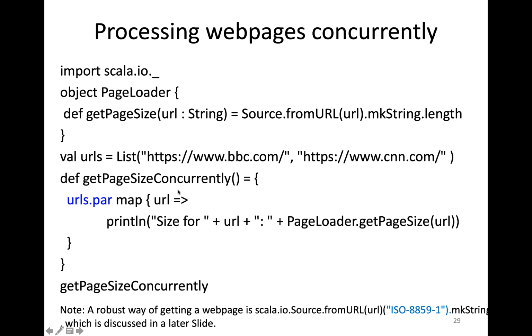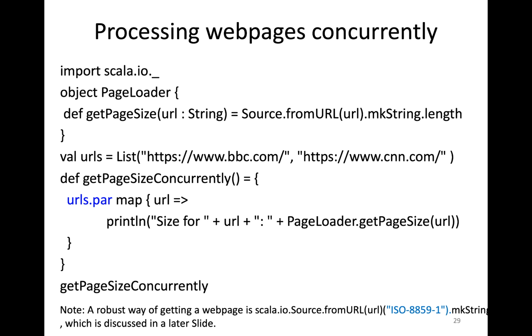Now let's try to do it parallelly. So here getPageSizeConcurrently is the function we are calling, and in that function this parallel collection uses a map. And now inside the map, what happens, get a URL, that means bbc.com as an example, and then get the page size using this helper function, right? And things can happen parallelly.